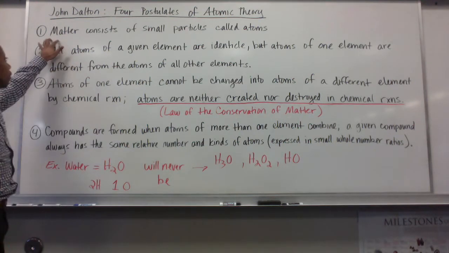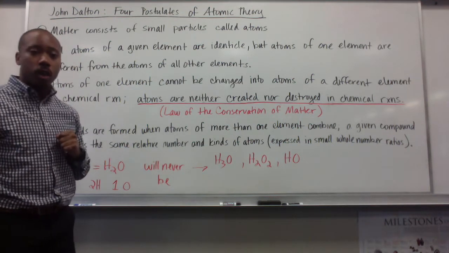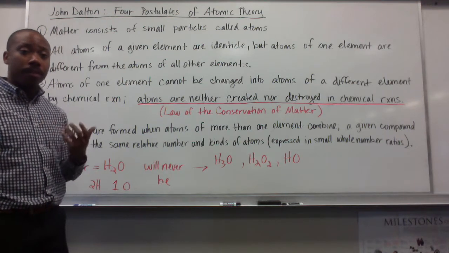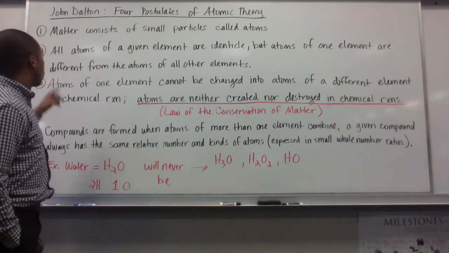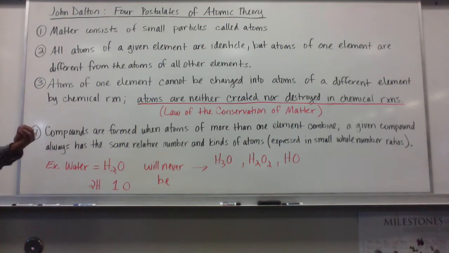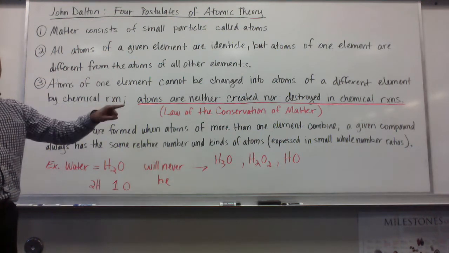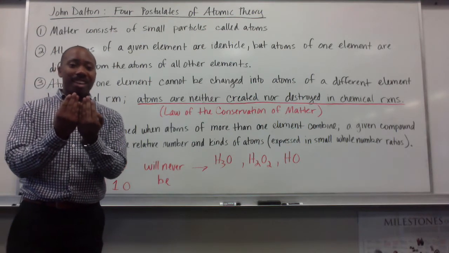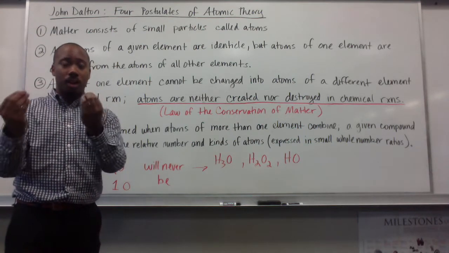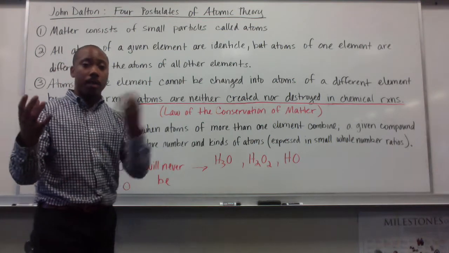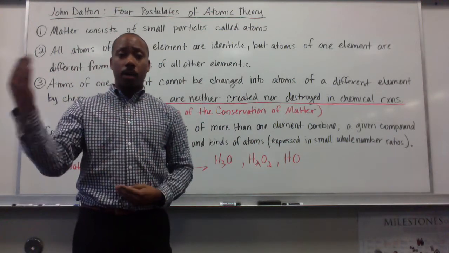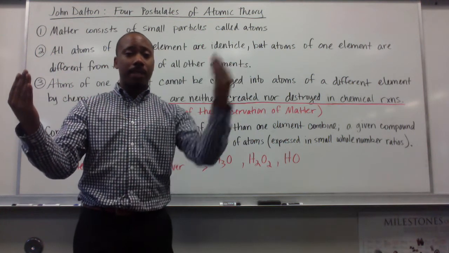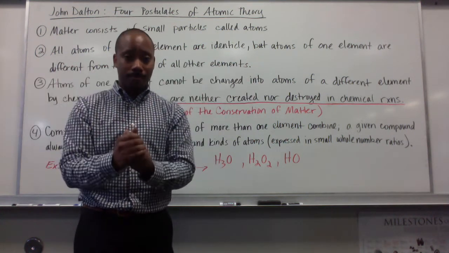His first one was this: matter consists of small particles called atoms. Seems simple to us, but back then it wasn't such a given. Also, he said that all atoms of a given element are identical, but atoms of one element are different from the atoms of all other elements. So atoms of the same element are the same, but atoms of different elements are different. So copper versus magnesium, those types of atoms are different, but a magnesium atom in Africa is the same as a magnesium atom in France.